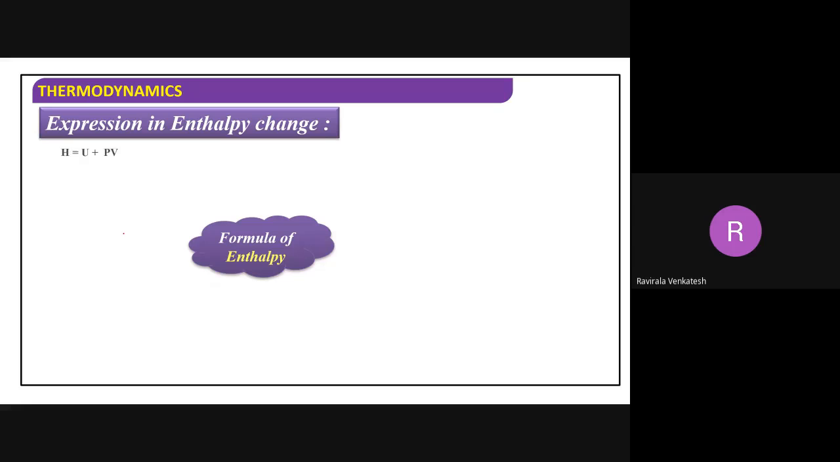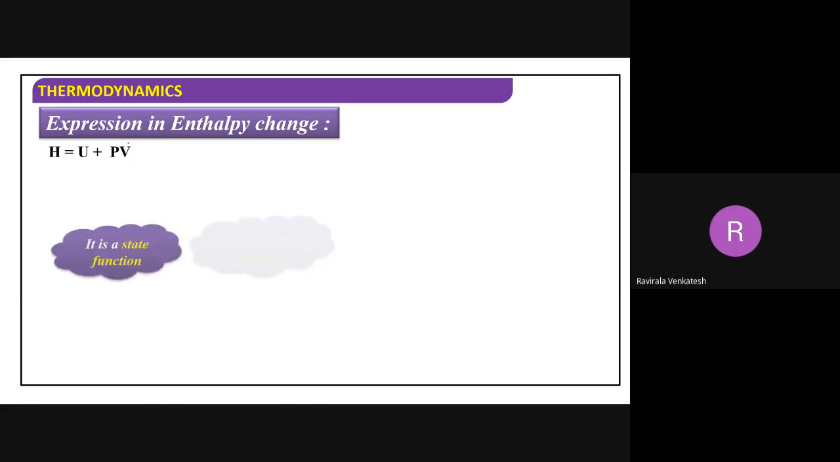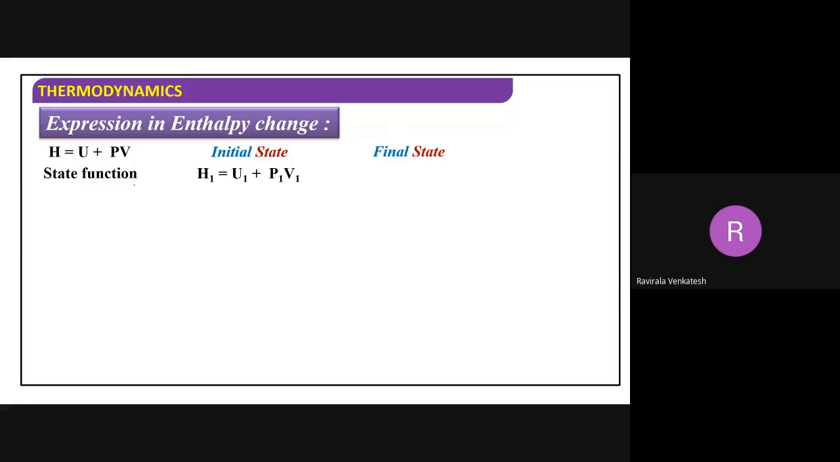Now I can write the enthalpy. H is equal to U plus PV, because, being state functions, all of these are state functions here. So I'm writing like this: delta H is equal to delta U plus delta PV. Now what is the initial state? H1 is equal to U1 plus P1 V1. What is the final state? H2 is equal to U2 plus P2 V2. Initial state, final state, because these are state functions.